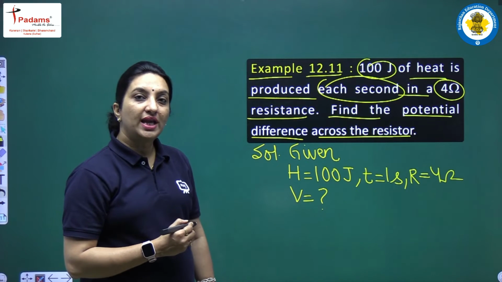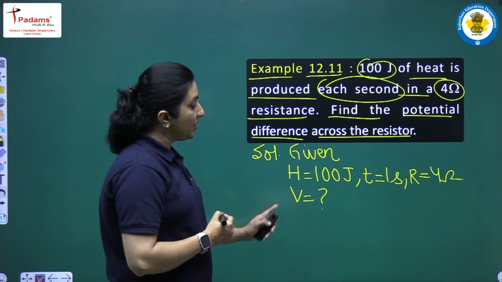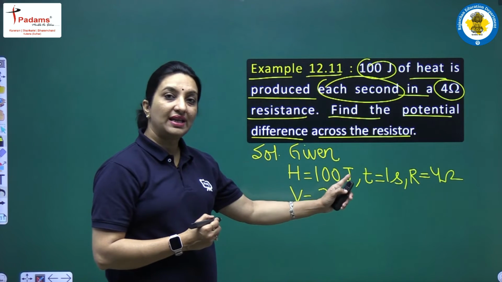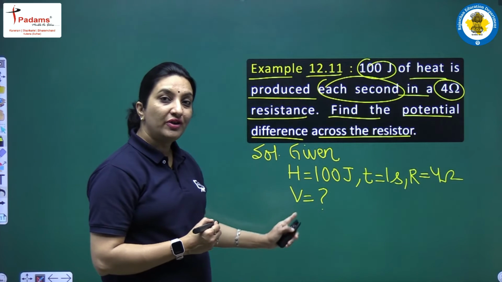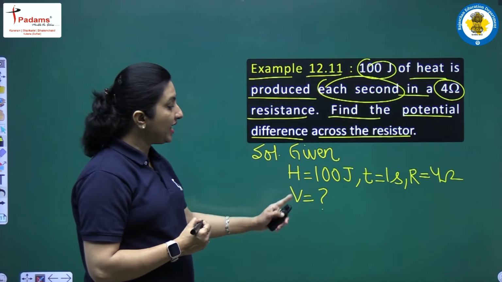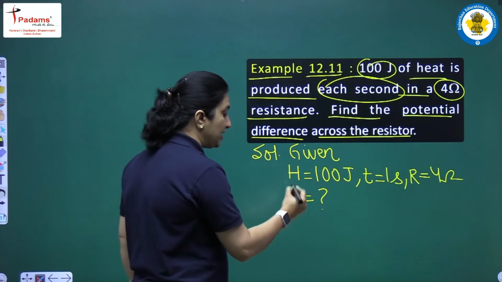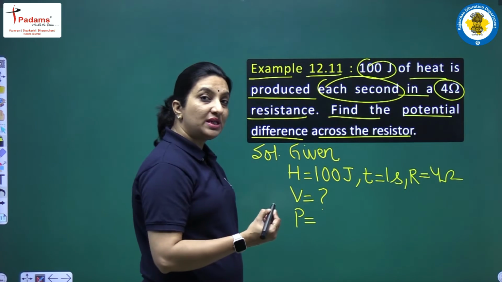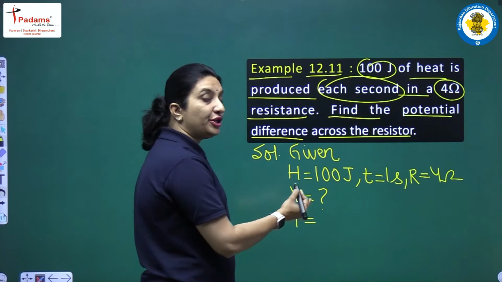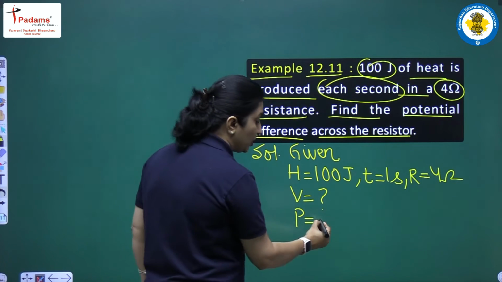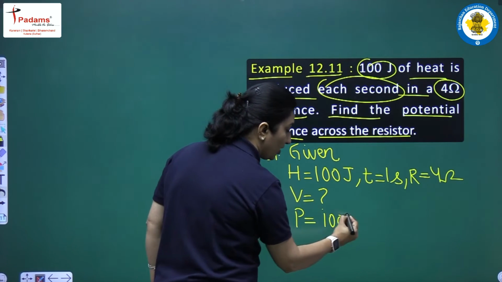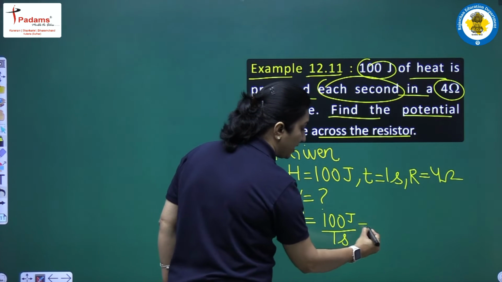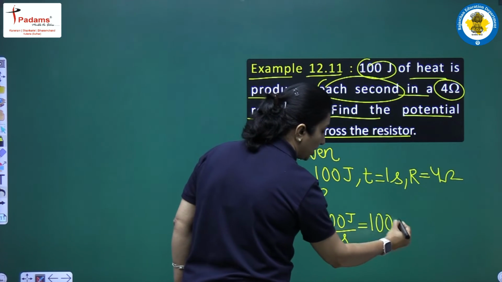Now what formula can we use here? First we can calculate the power, and using the formula for power we can calculate the value of the potential. So first we need to calculate the power, and the power will be given by the work done per unit time, or you can say the heat produced per unit time. So it will become 100 joules upon 1 second, which will become 100 watts.